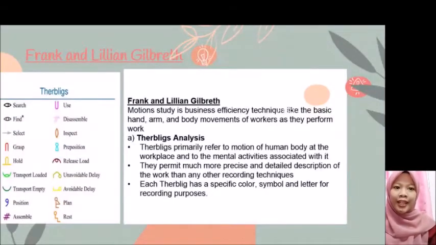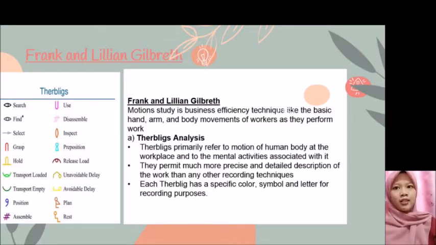Next is Frank and Lillian Gilbreth. Motion study is a technique of observing the hand, arm, and body movements of workers as they perform their work. Every job has some motions that are productively used in the workplace to organize a better method of performing the job.